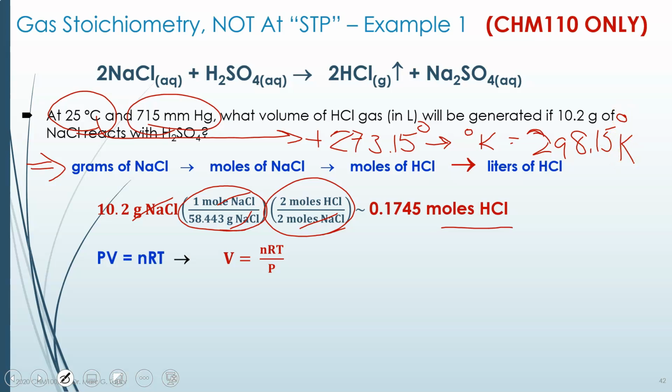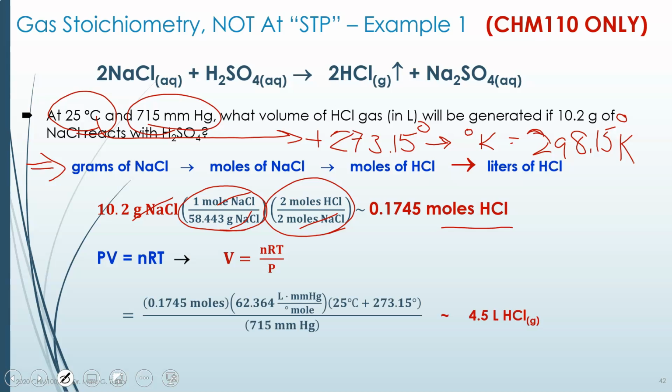So now we have our temperature, we have our pressure, we have our number of moles. We just need to calculate our volume, and we plug in the values. In this case, we will use the R value that corresponds to millimeters of mercury in the unit. That's 62.364 liter millimeter of mercury, or liter torr per degree mole.